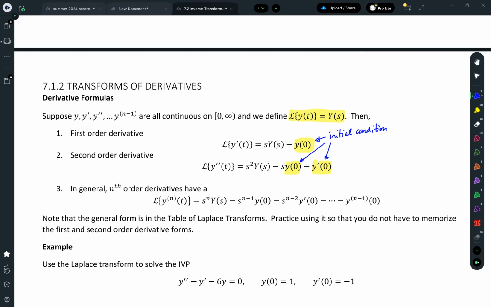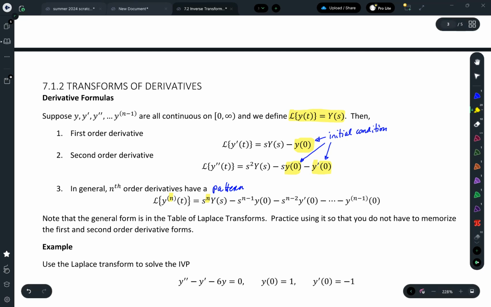In general, the nth order derivatives have a pattern. The Laplace of the nth order derivative of y of t is going to equal s to the n big Y of s, minus s to the n minus 1 little y of 0, minus s to the n minus 2 y prime of 0, and so on and so forth. So notice the power of s starts at the order of the derivative, right? n. And then it's multiplied by big Y of s. And then we're done with big Y of s.